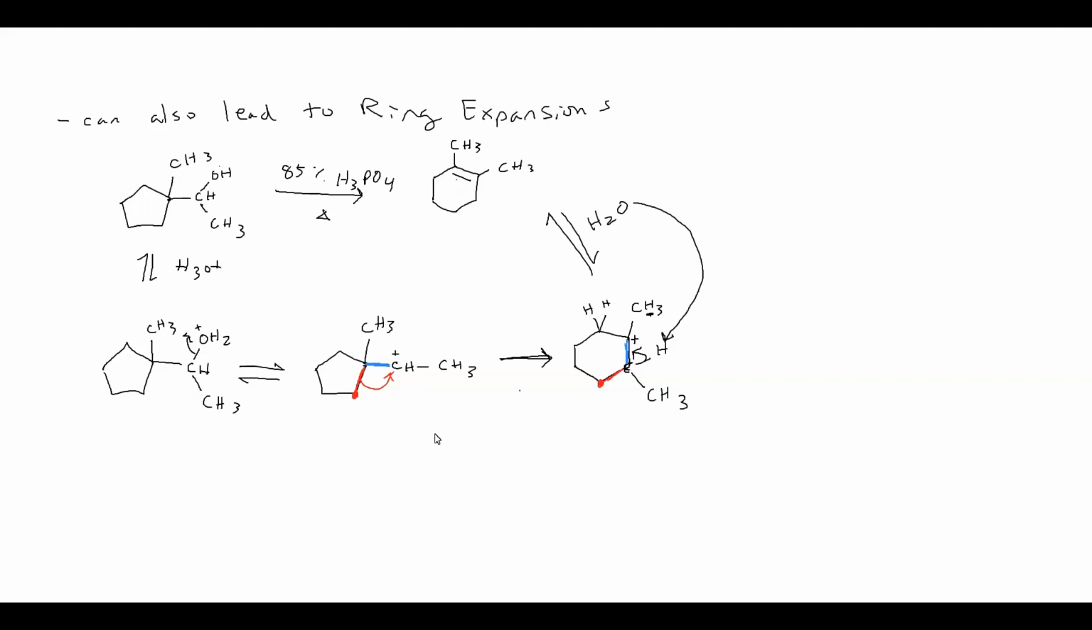Okay, so again, we get ring expansion rather than, let's say, methyl shift, because we relieve ring strain.